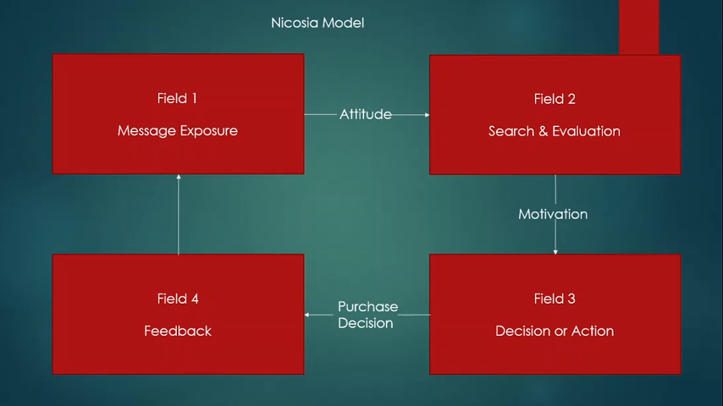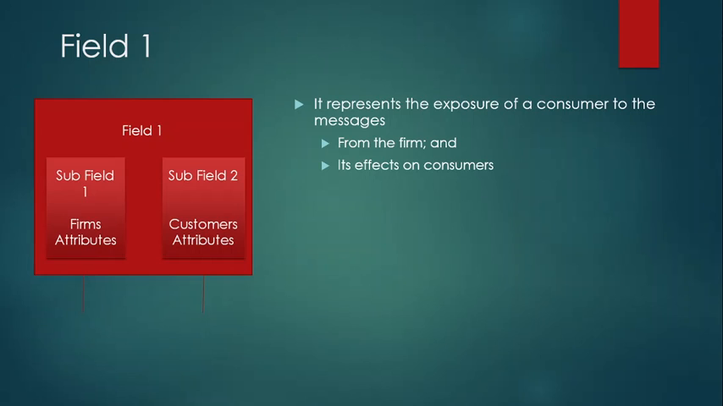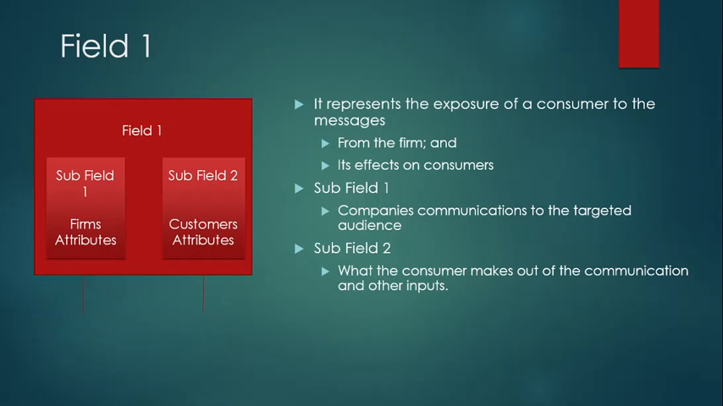Now let us try to understand each field in detail. In field 1, you have 2 subfields: the firm's attributes and the customer attributes. Field 1 represents the exposure of a consumer to the message from the firm and what effect it is going to have on consumers. Subfield 1 refers to the firm's attributes, which is the company's communication to the target audience. Subfield 2 is what the consumer makes out of the communication and other inputs.